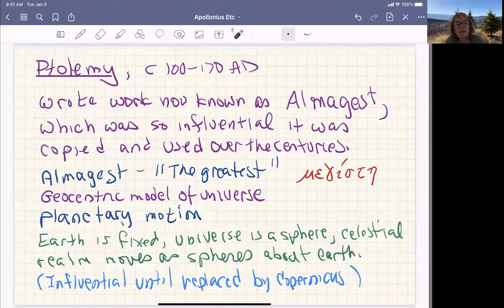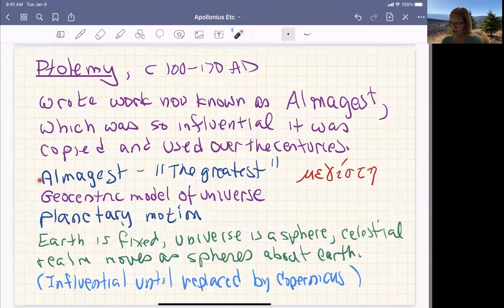Now, the word Almagest means the greatest. So here's the Greek word that means greatest, megiste. So just like mega usually means great, and then this ending is a superlative ending. And so this means greatest. And so this work is called the greatest.